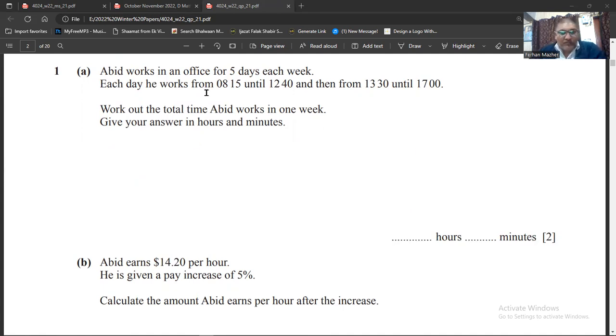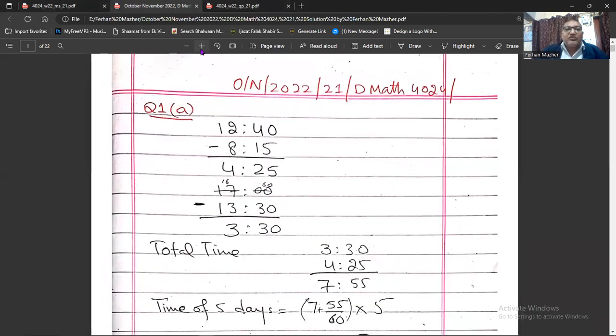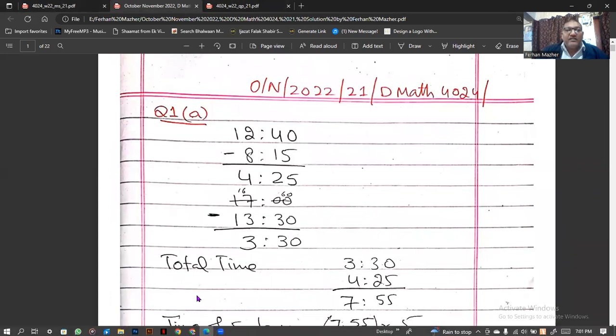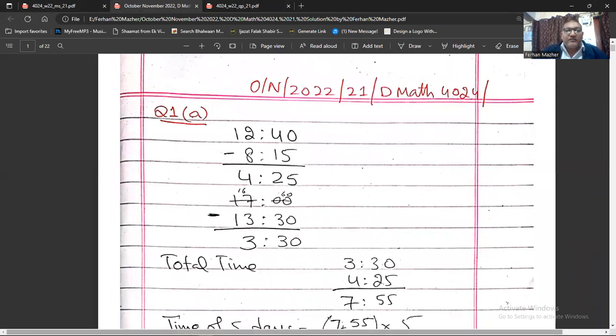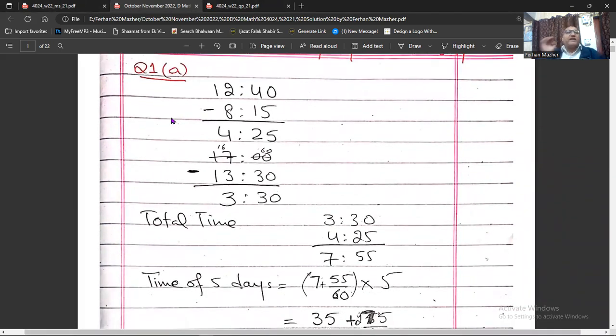Okay. So from 12:40 subtract 8:15, and from 17:00 subtract 13:30, and then add both the times. That will be the time of 1 day, then multiply it by 5, you will get the time for 5 days. So the solution is coming up on your screen, and here we go. From 12:40, I will subtract 8:15. From 40 minutes, if you subtract 15 minutes, you will have 25 minutes. From 12 hours, if you subtract 8 hours, you get 4 hours. So 4 hours and 25 minutes.